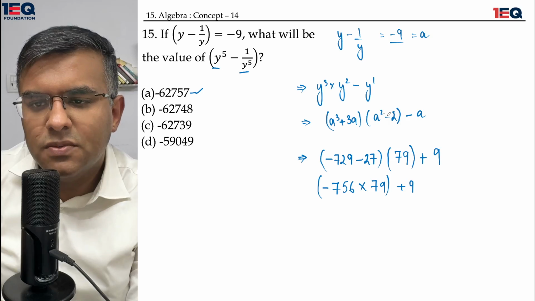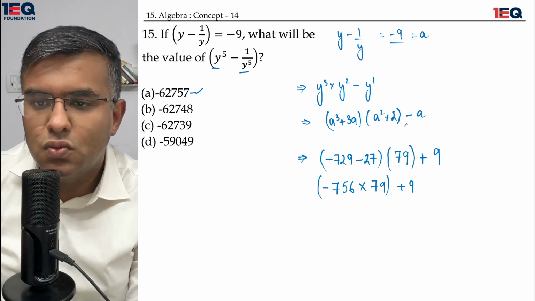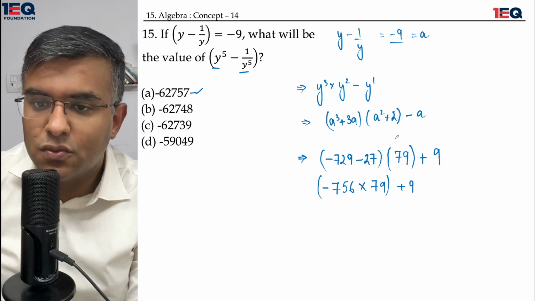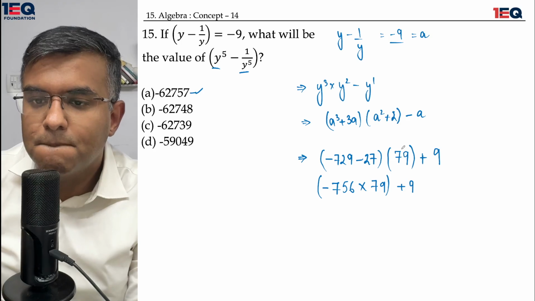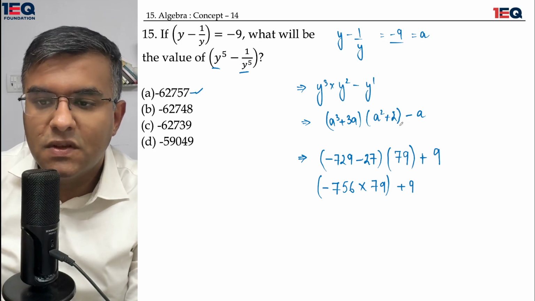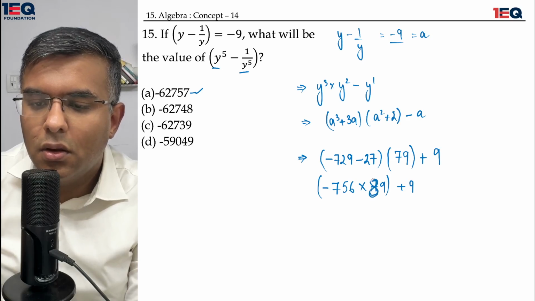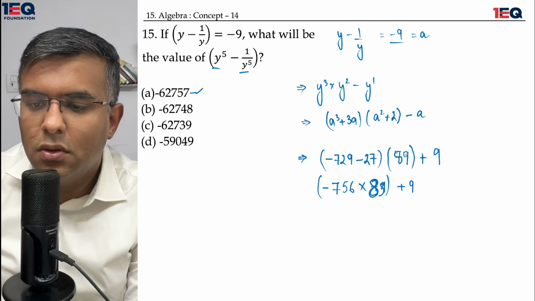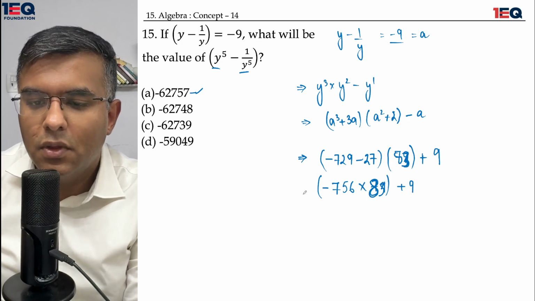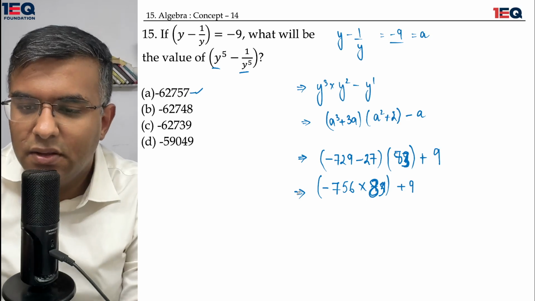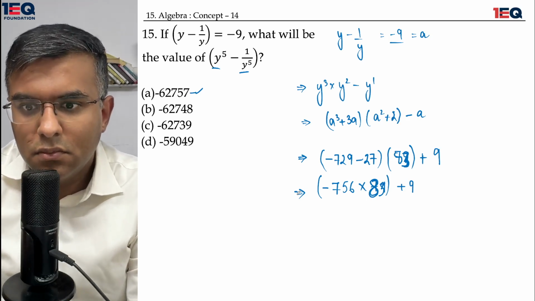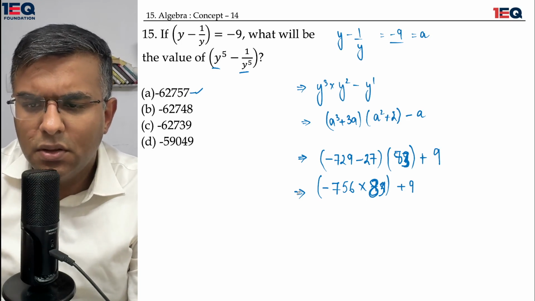This is not supposed to be a square minus 2. This is supposed to be a square plus 2. So this wouldn't be 79. It would be 83. This is also 83. Just a second. Yeah, this is 83.